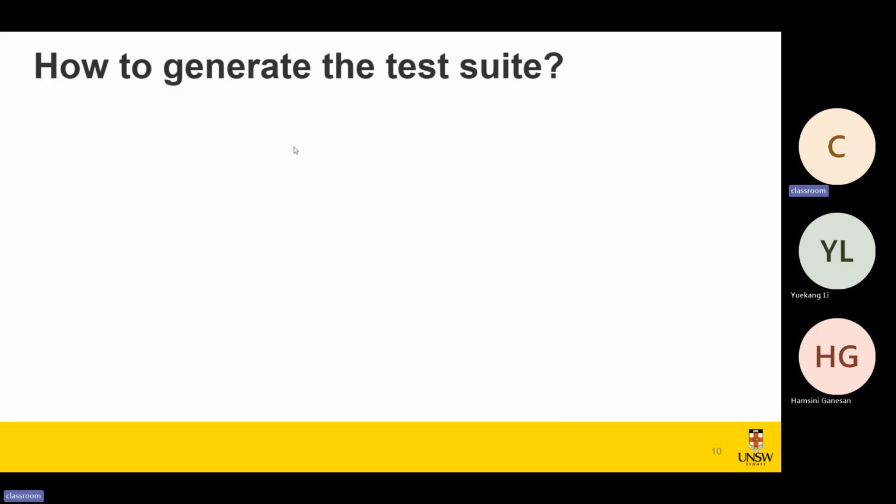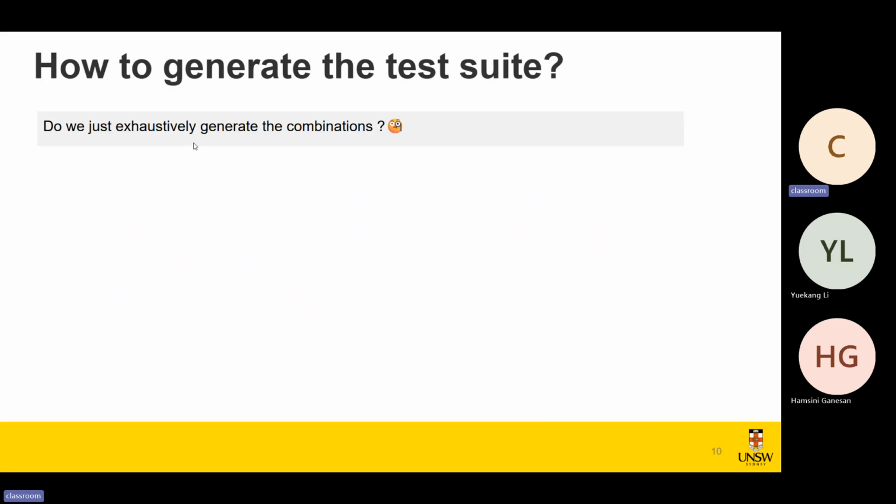So now let's move on to another question. Since we have already determined the value of t, we know what interaction level we want and what kind of combinations we want. But then how to generate the test suite becomes the problem.